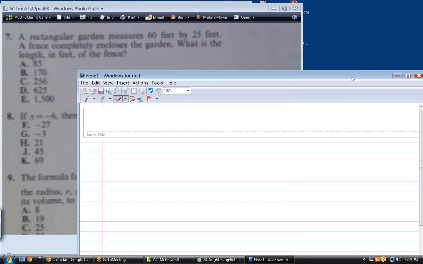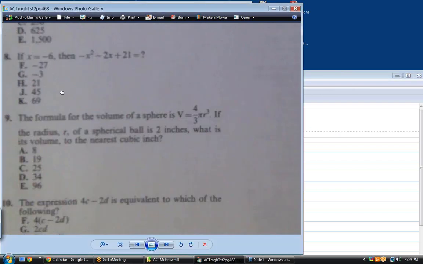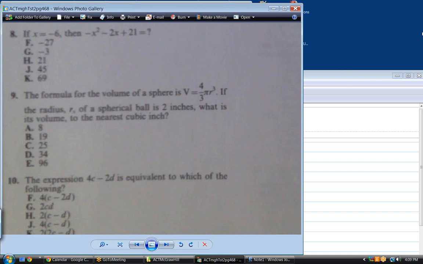So what's the perimeter of this garden? 170. Okay. Apologize for the lousy quality of my pictures here. I did this with my old camera.